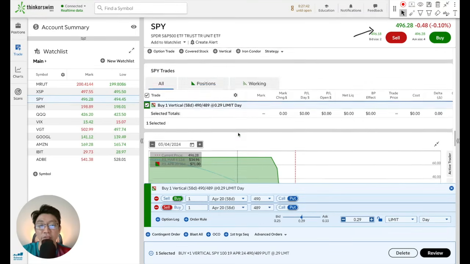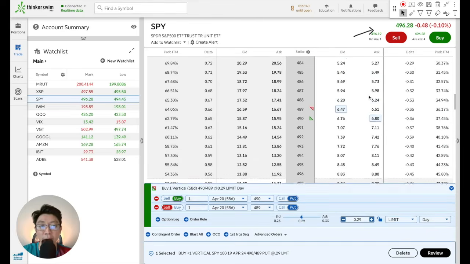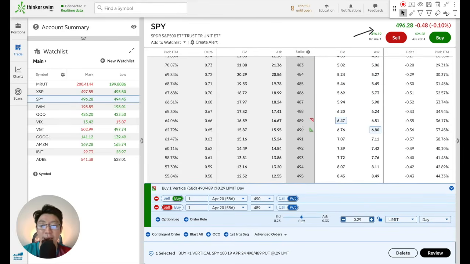And as you get it further out of the money, if you buy the put debit spread further out of the money, you actually get a much better risk reward on your debit spread, which means to say the market comes down, you can make more.